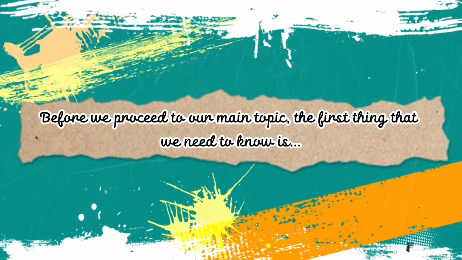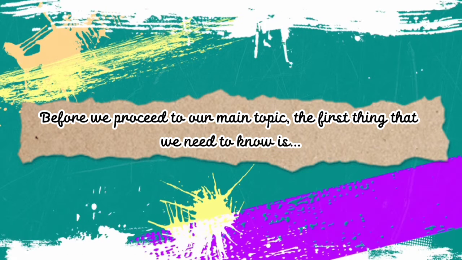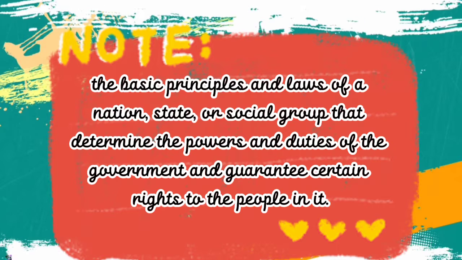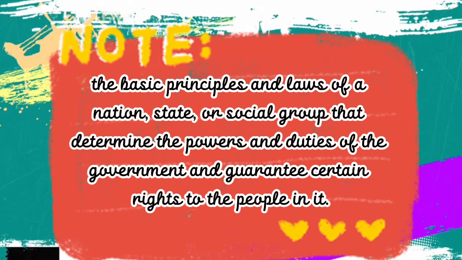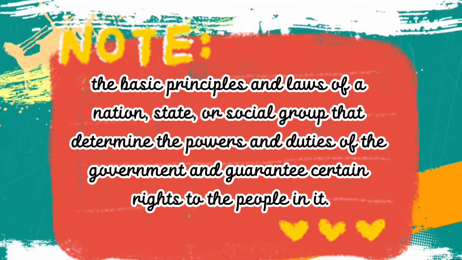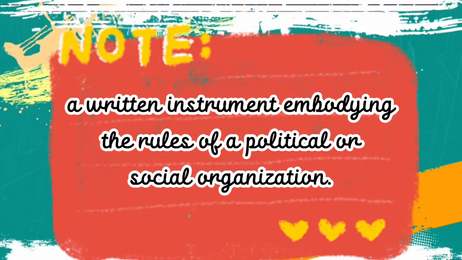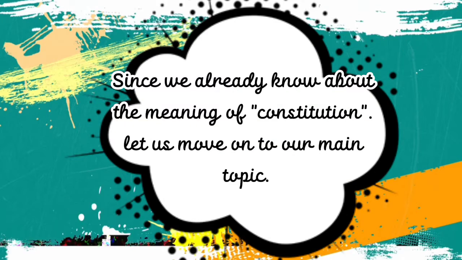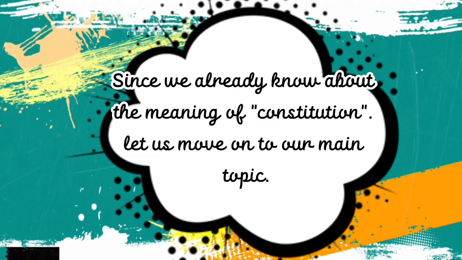Before we proceed to our main topic, the first thing that we need to know is what is a Constitution? According to Merriam-Webster, a constitution is the basic principles and law of a nation, state, or social group that determine the powers and duties of the government and guarantee certain rights to the people in it. It is also a written instrument embodying the rules of a political or social organization. And since we already know the meaning of constitution, let us move on to our main topic.